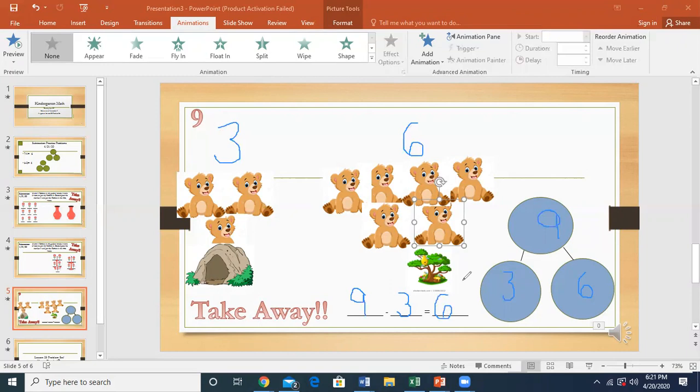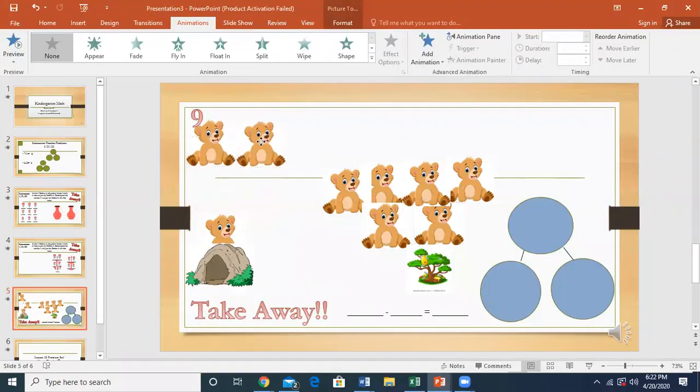Please repeat that with me. 9 minus 3 equals 6. Great job. Also saying that 9 take away 3 bears leaves 6 bears at the tree. Great job, guys. Let's figure out another way that we can decompose the number 9. So I'm going to put all of my bears back up so that they can all be together again.